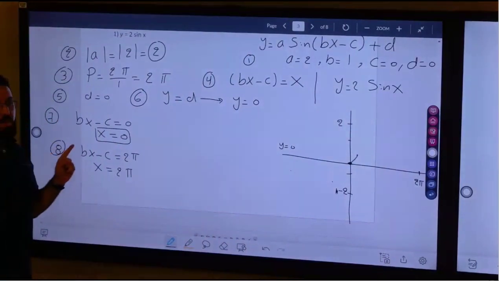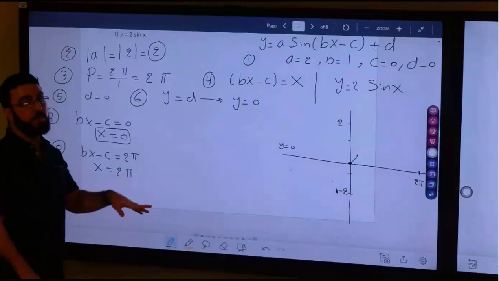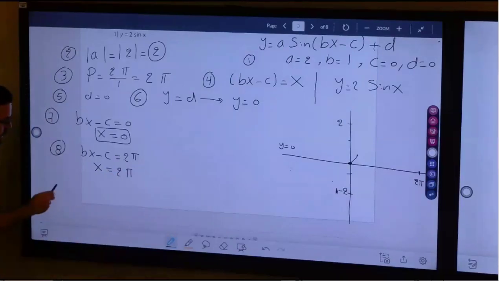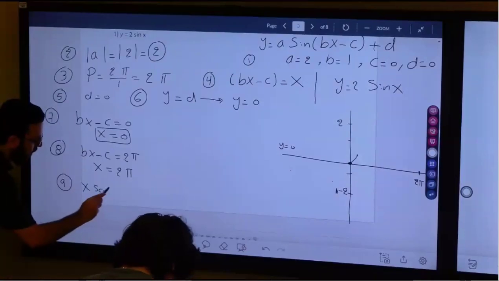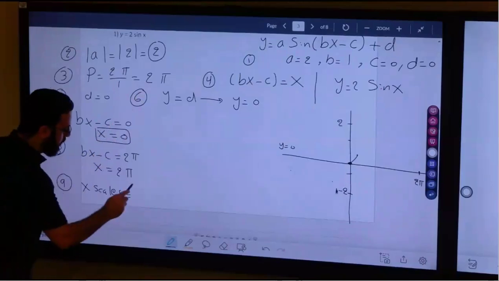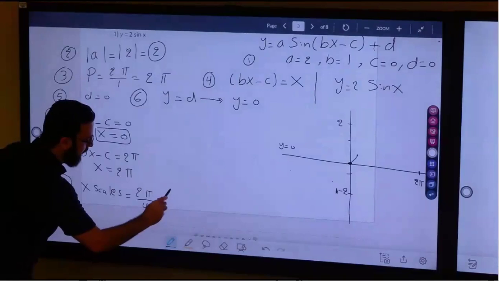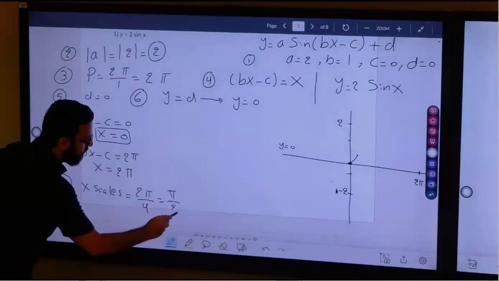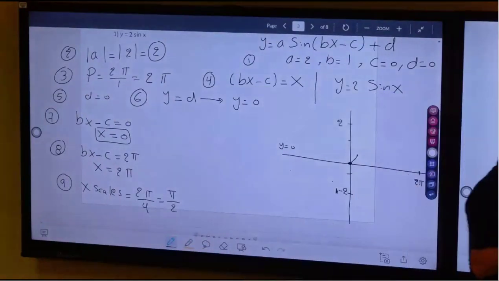What's the next step? So I have the initial, I have a last point. Divide the period by 4. Find the scale. So step 9, the x scale. The period, which is 2 pi, divided by 4, which is equal to pi over 2. Yes. So far, who has a question?